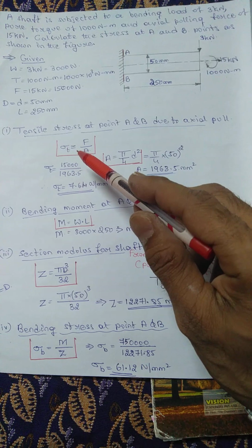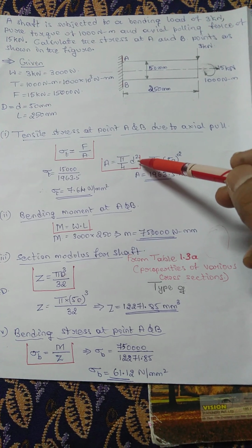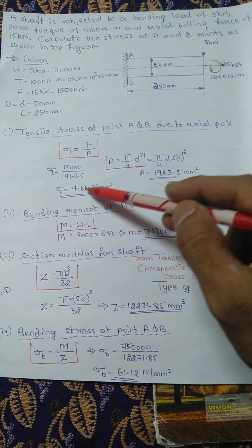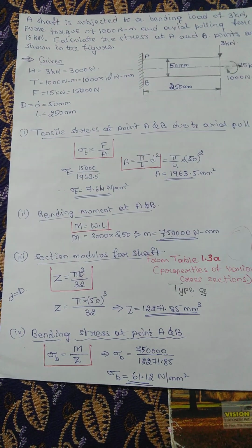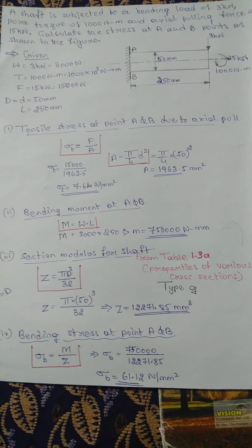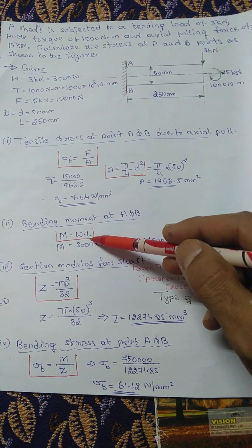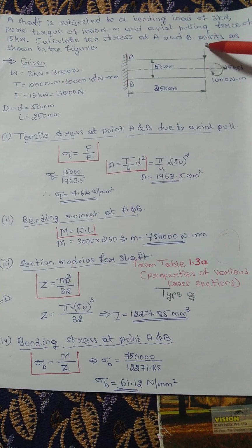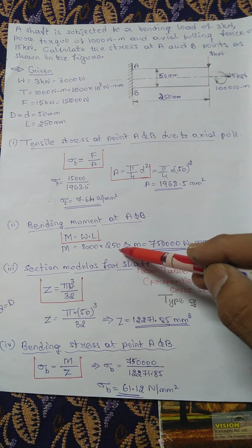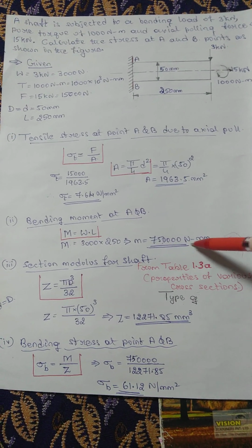So the tensile stress sigma T is equal to F by A, and A is equal to pi by 4 into D square for the shaft. So we'll get tensile stress sigma T as 7.64 newtons per millimeter square. And next is the bending moment at A and B. So the bending moment M equals W into L. W is the bending load acting at this point, 3 kilonewton, into 250, so that is equal to 75 into 10 to the power 4 newton millimeters.